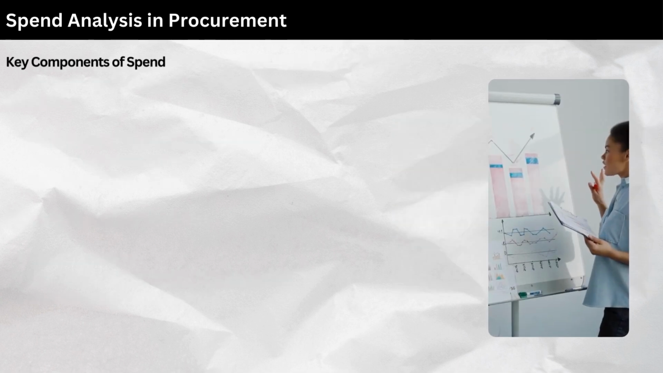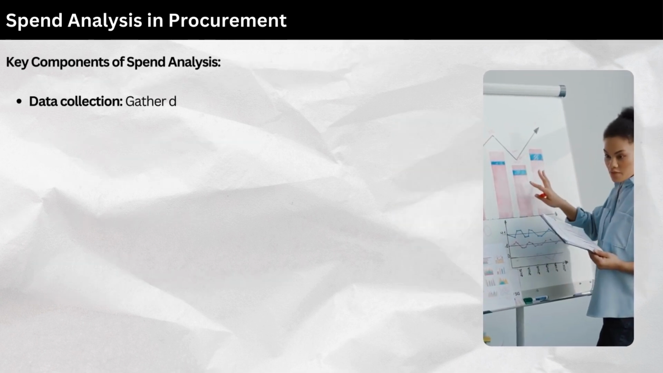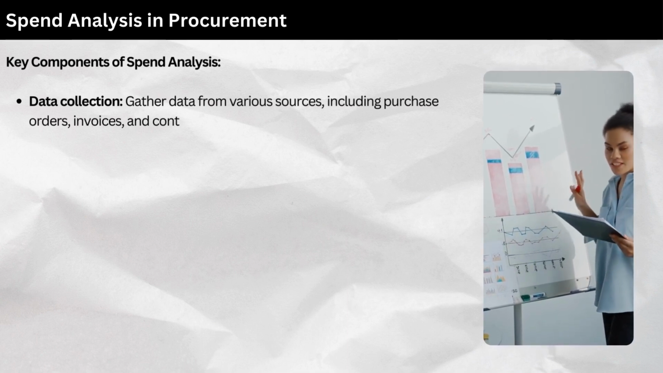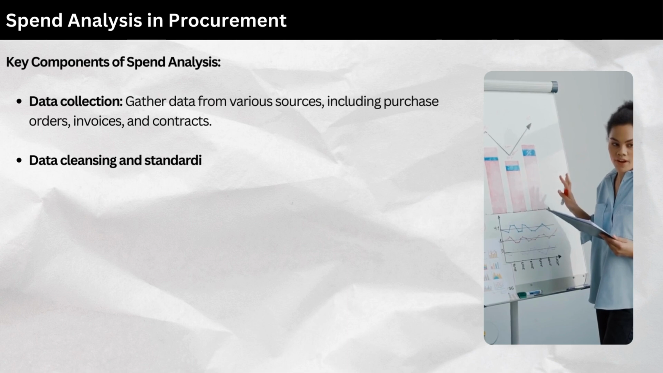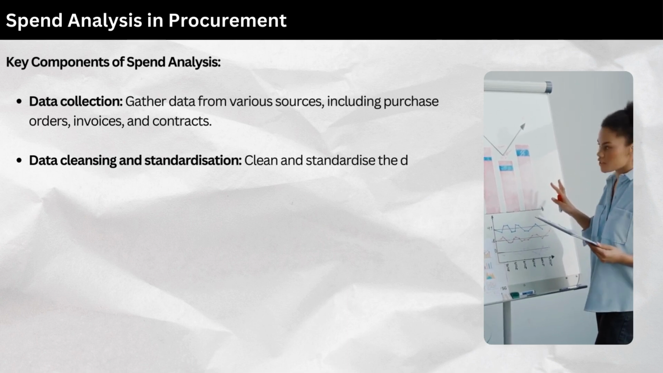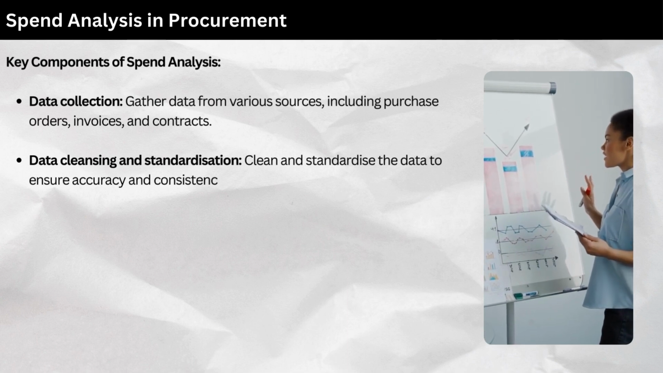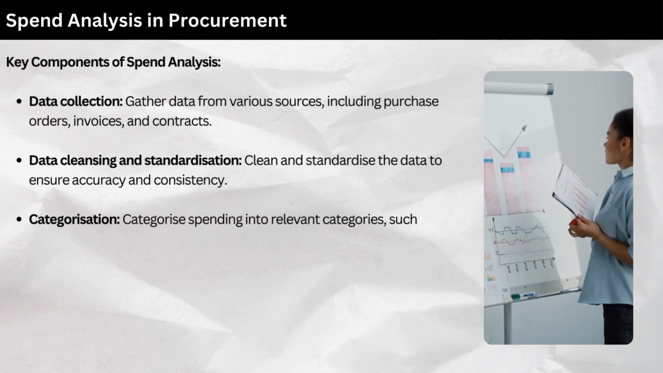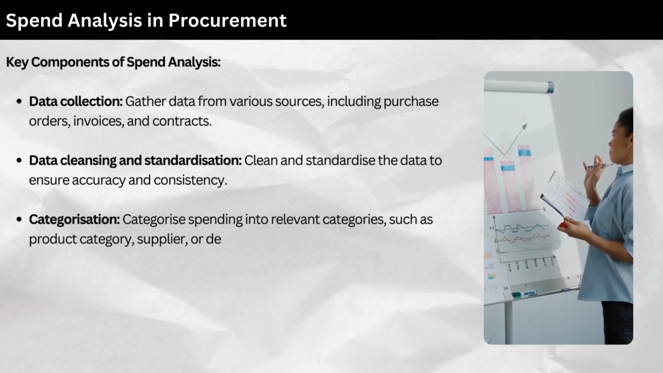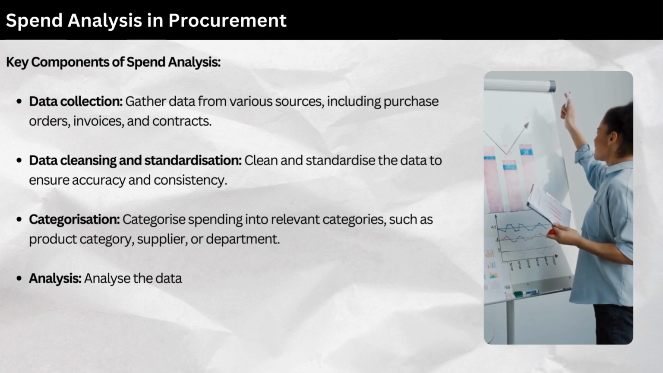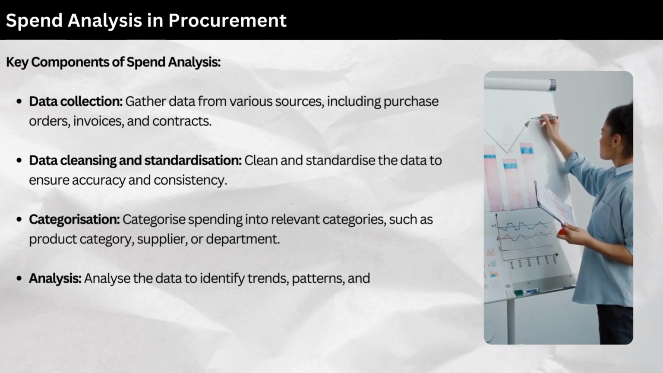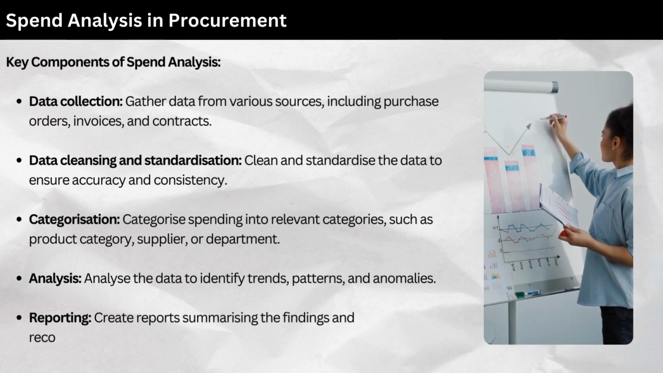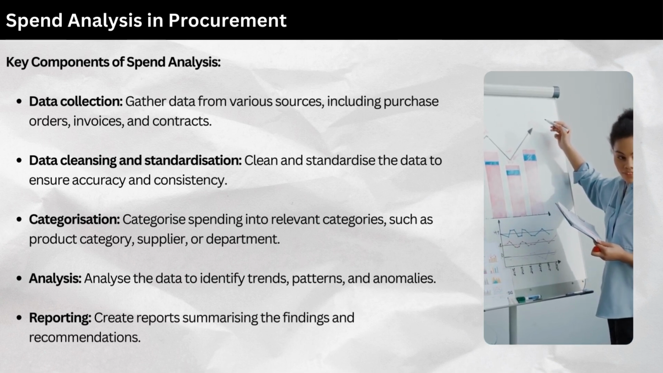Key components of spend analysis. Data collection: gather data from various sources, including purchase orders, invoices, and contracts. Data cleansing and standardization: clean and standardize the data to ensure accuracy and consistency. Categorization: categorize spending into relevant categories, such as product category, supplier, or department. Analysis: analyze the data to identify trends, patterns, and anomalies. Reporting: create reports summarizing the findings and recommendations.